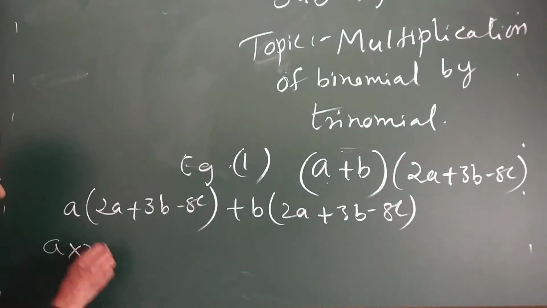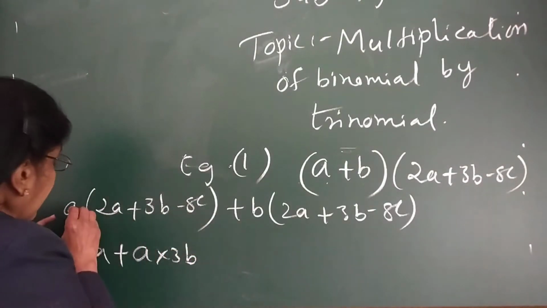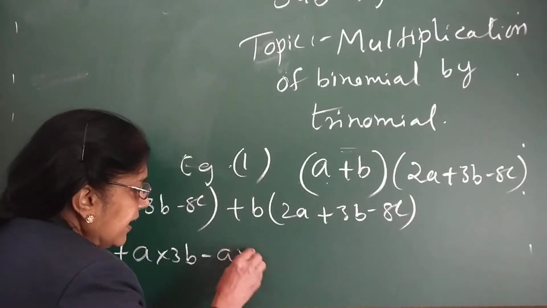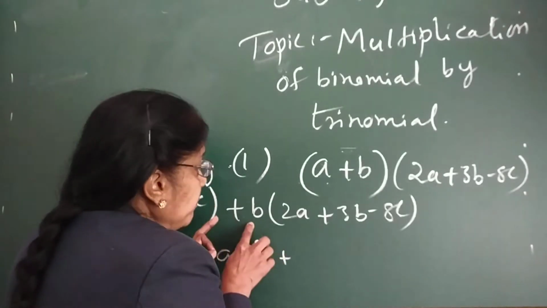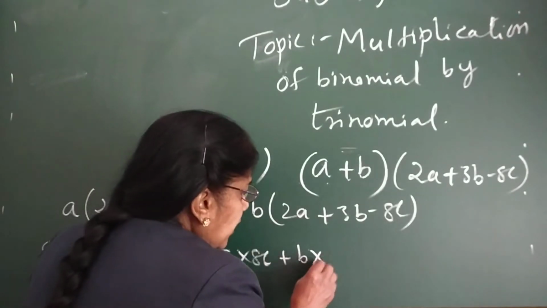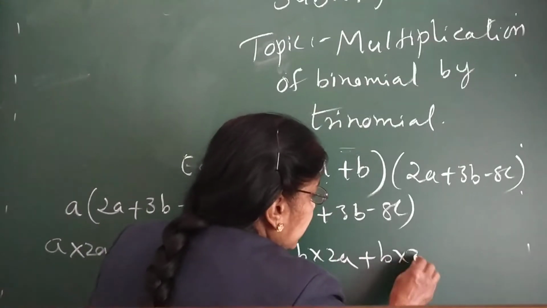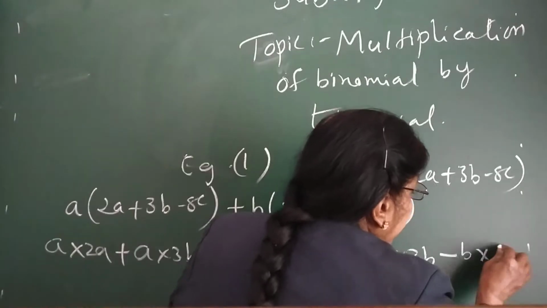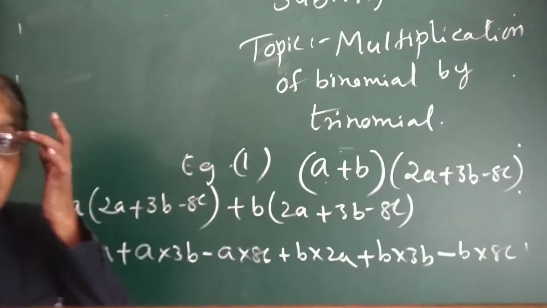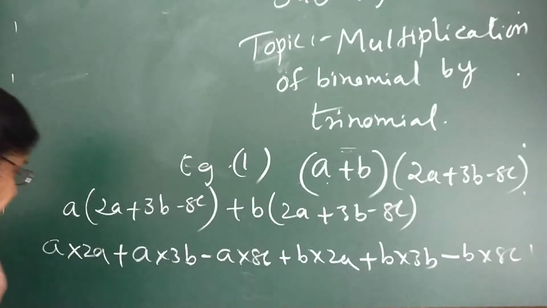a into 2a, plus sign will remain as it is. a into 3b, plus into minus is minus. a into 8c. Then what sign is there? Plus. b will multiply with 2a. b into 2a, plus will remain as it is. b into 3b, plus into minus is minus, b into 8c. So this is multiplication of monomials. I have already taught you what is meant by multiplication of monomials.